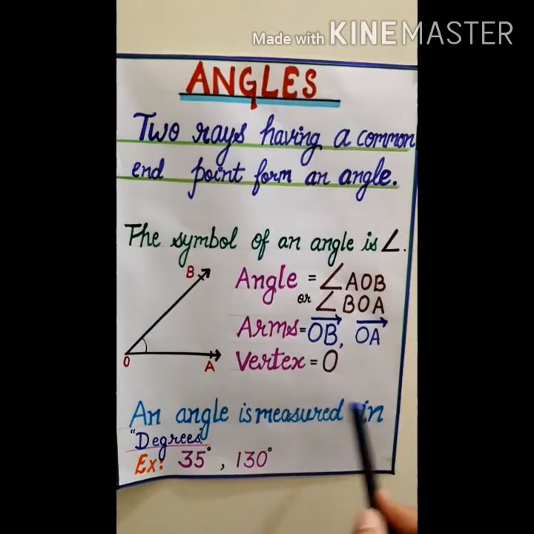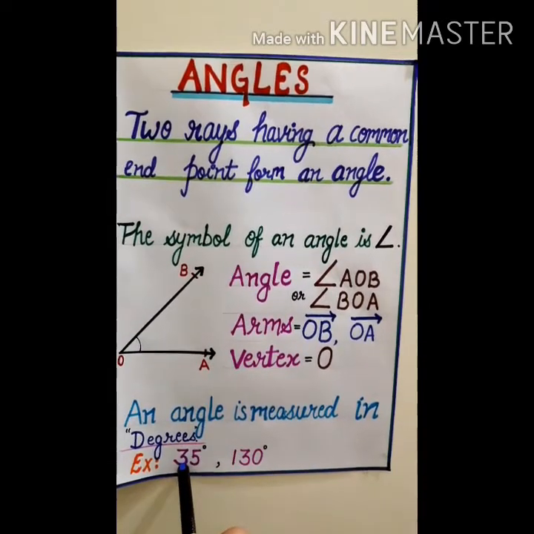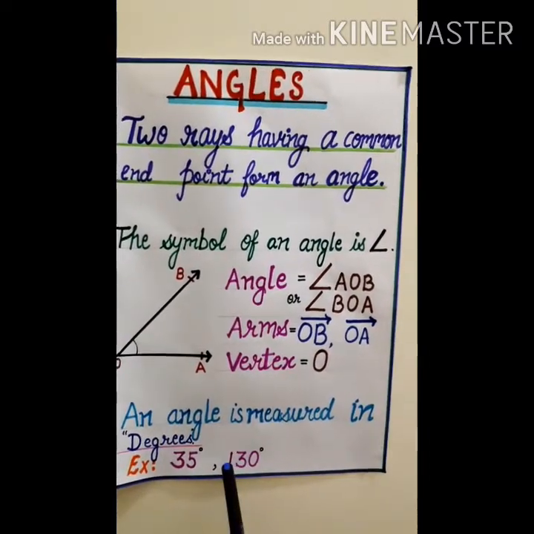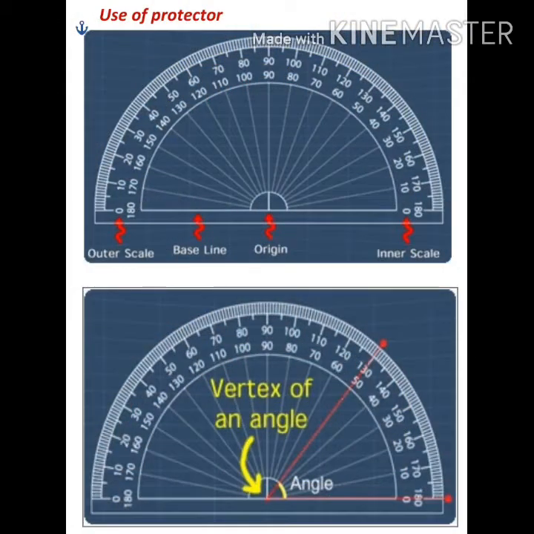An angle is measured in degrees. This is the symbol of degree. So 35 degrees is an angle. In the same way, 130 degrees is an angle.